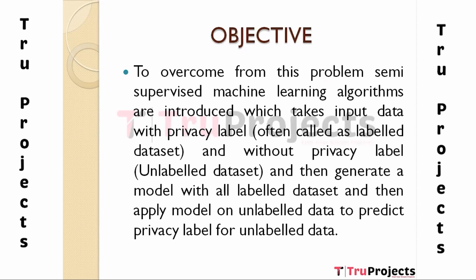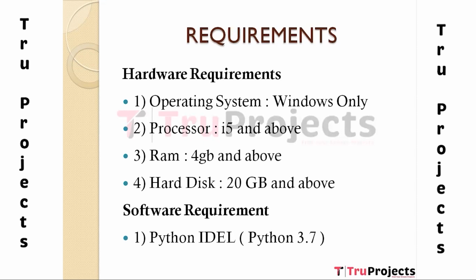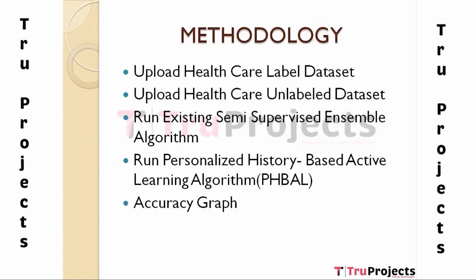In this project, the main objective is to solve this with semi-supervised machine learning techniques, by providing the input data with a privacy label and an unprivacy label to predict for privacy storage systems. Hardware requirements: operating system Windows, processor i5 and above, RAM 4 GB and above, hard disk 20 GB and above. Coming to software requirements, we need to install Python version 3.7.